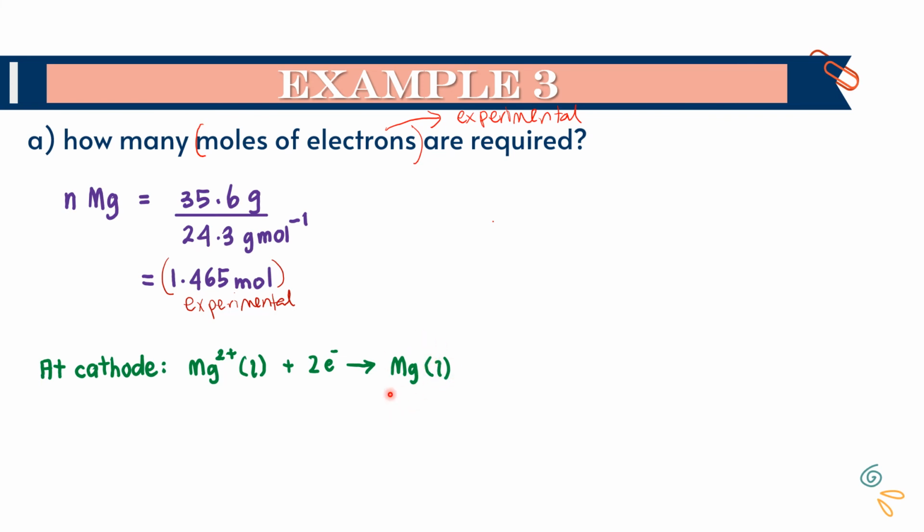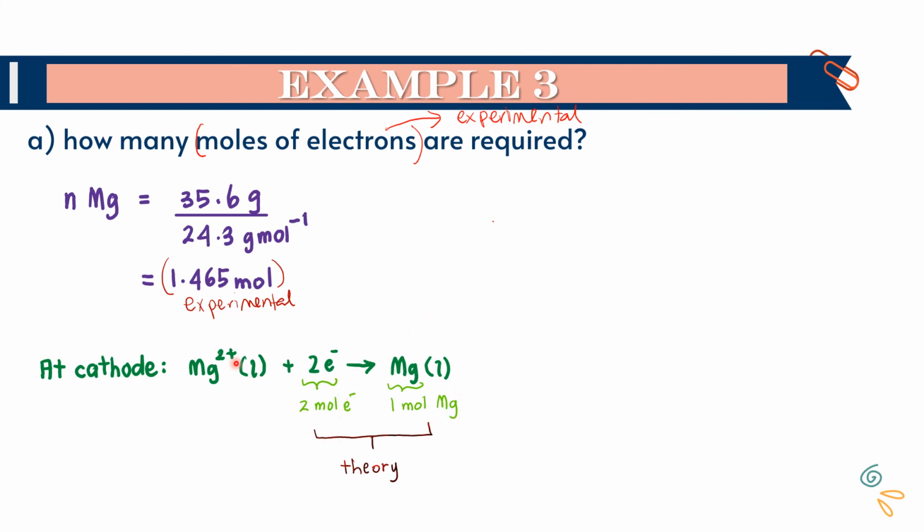Sebab apa? Dia adalah molten state. Okay, jangan letak solid, letak sebagai liquid. Okay, so apa maklumat yang kita ada dekat sini? So, the information here, we have 2 moles of electron for 1 mole of magnesium. So, nampak dekat sini, ini adalah nilai apa yang warna hijau ni? This is the theoretical value. Untuk 1 mole magnesium, it needs 2 mole of electron.